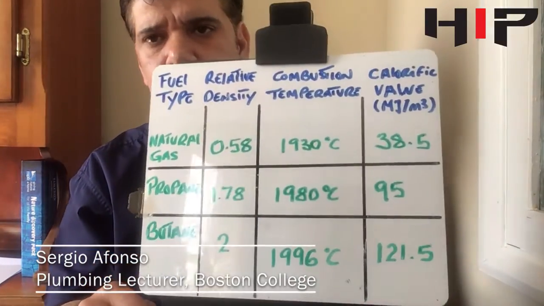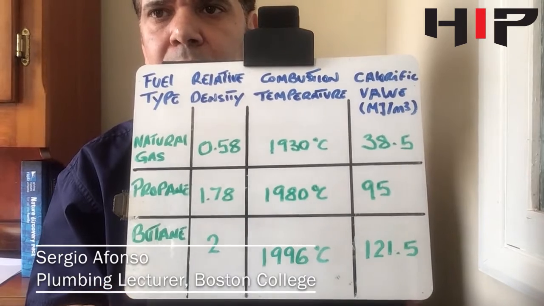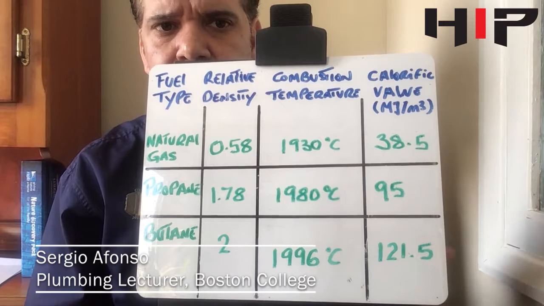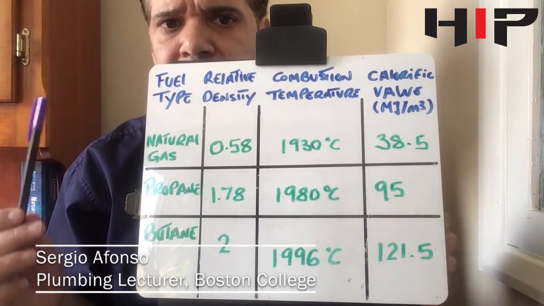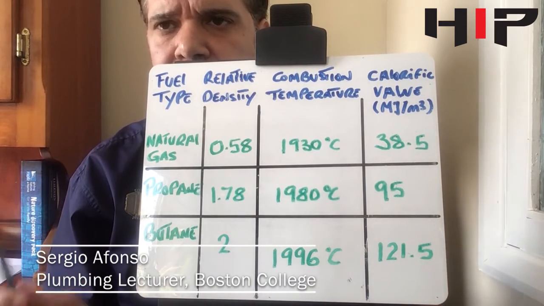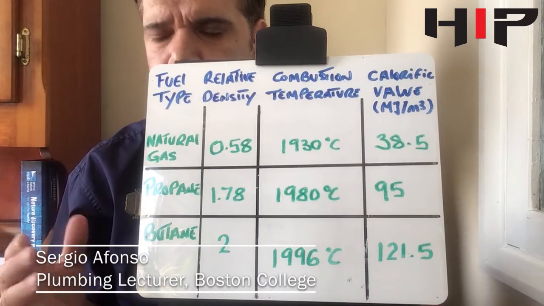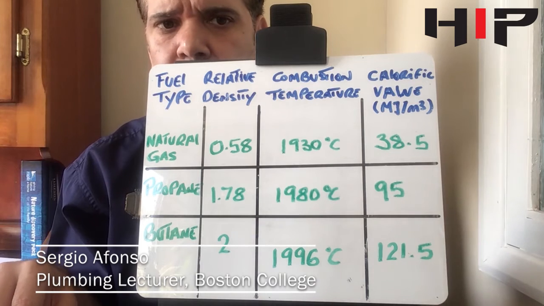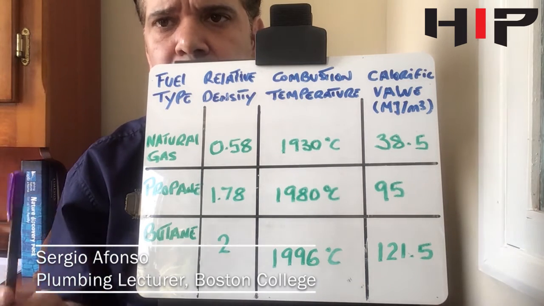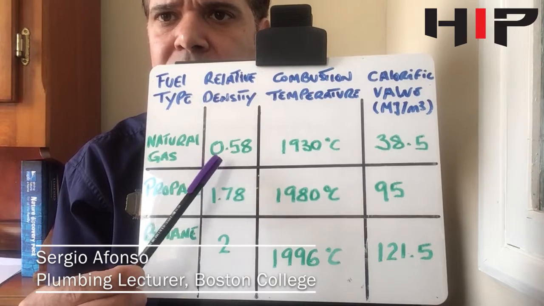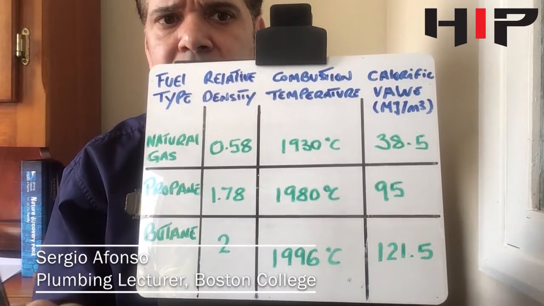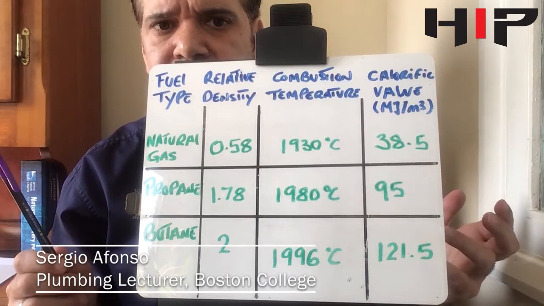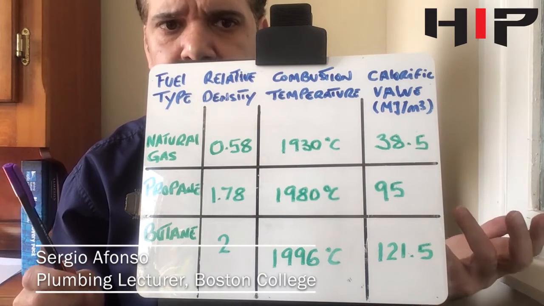I hope you can see it. Let's have a look. Here we go. Right, natural gas, which comes into your boiler, has a relative density less than 1. As you know, anything less than 1 will float, and everything over 1 will sink to the floor. Because the relative density is 0.58, it will disappear into the air, as it's less than 1.